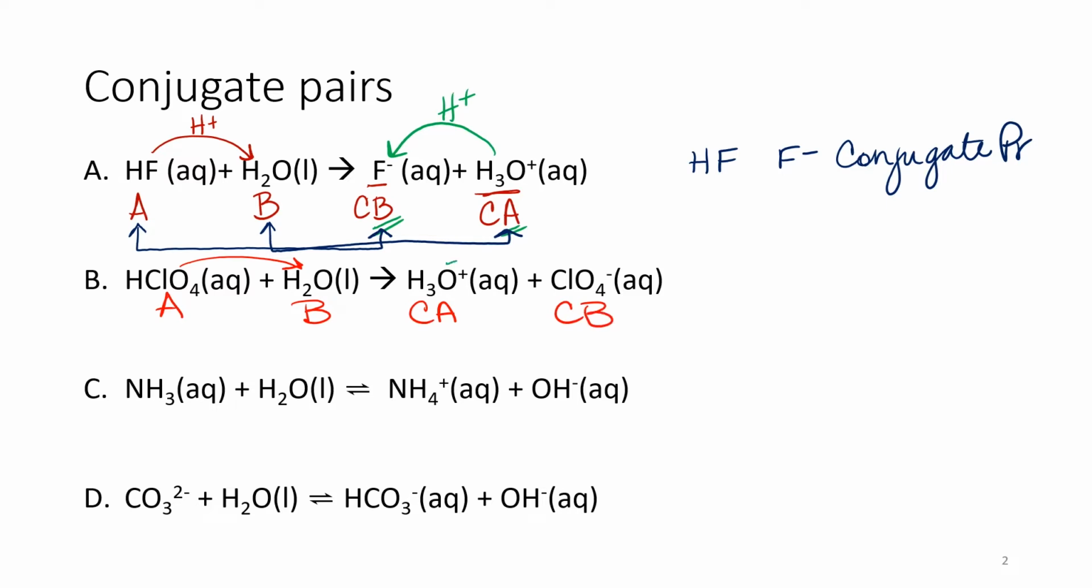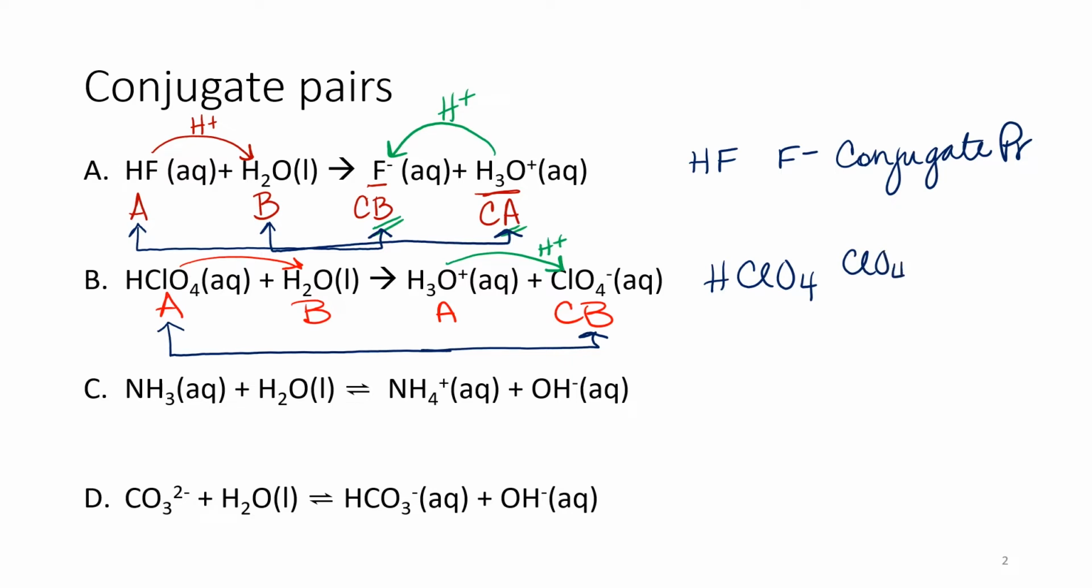You could also say, oh look, this is happening, and that's where you get that H plus from, if you wanted to make sure you got the acid and base right. The conjugate pair in this case is HClO4 and ClO4 minus. You could also list water and H3O plus.